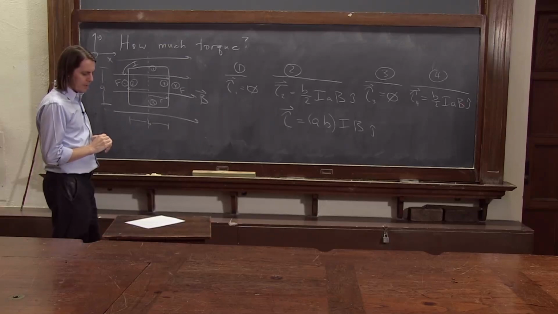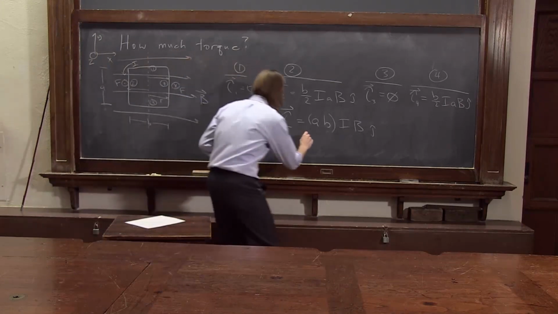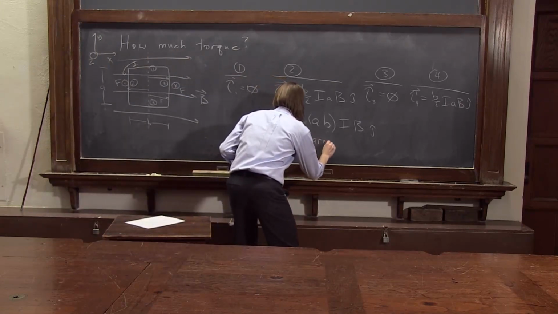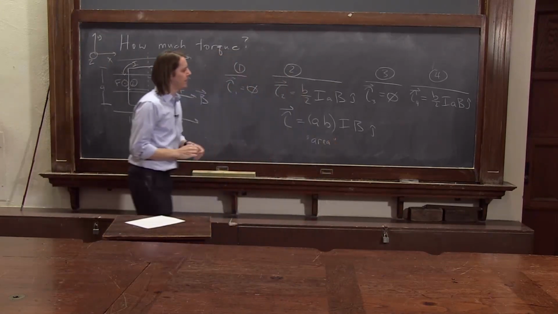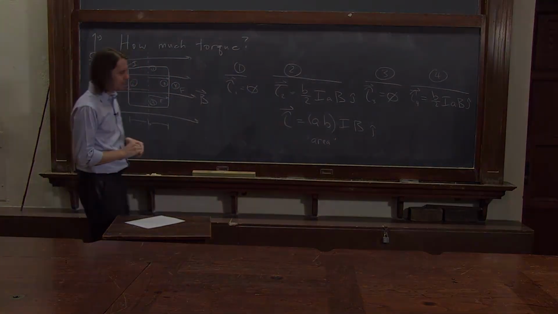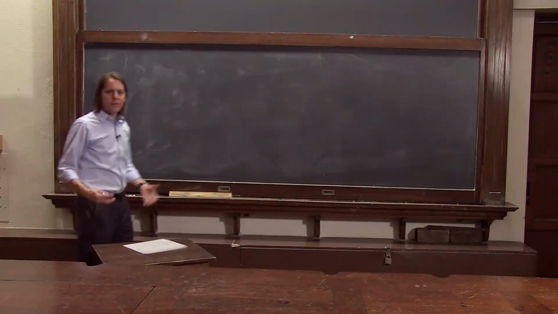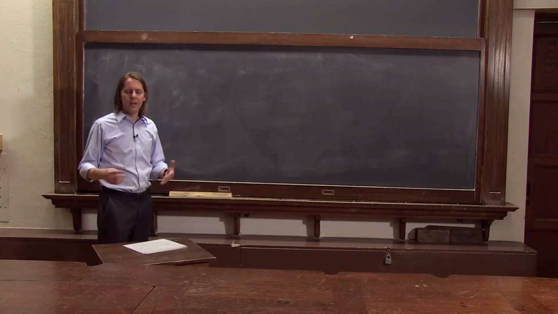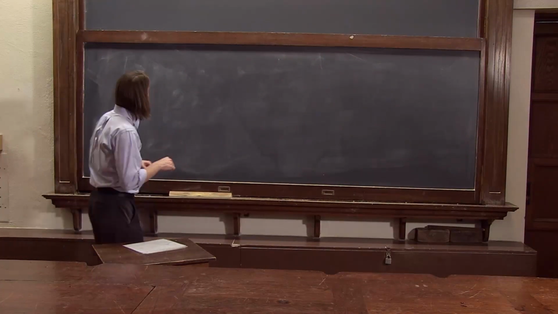Now let's see. It looks a little suspicious. This looks like the area here. That's a little weird. We'll address that in a minute. We figured out the torque on a square loop of wire.